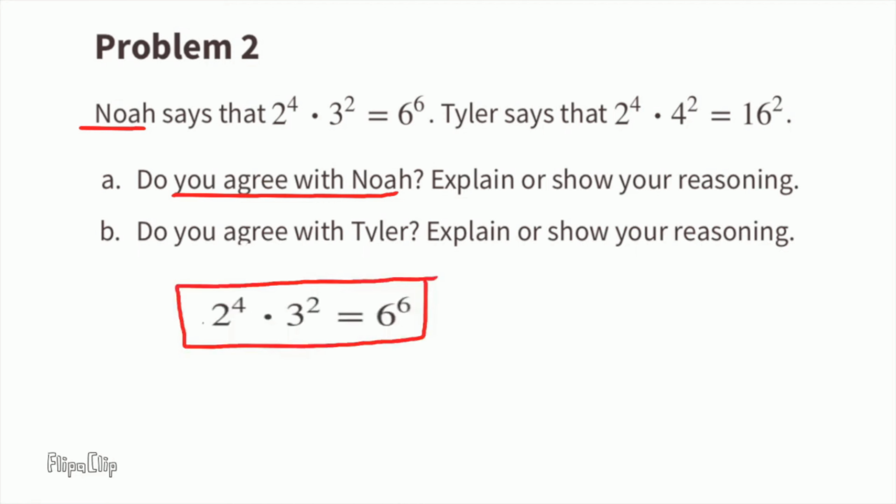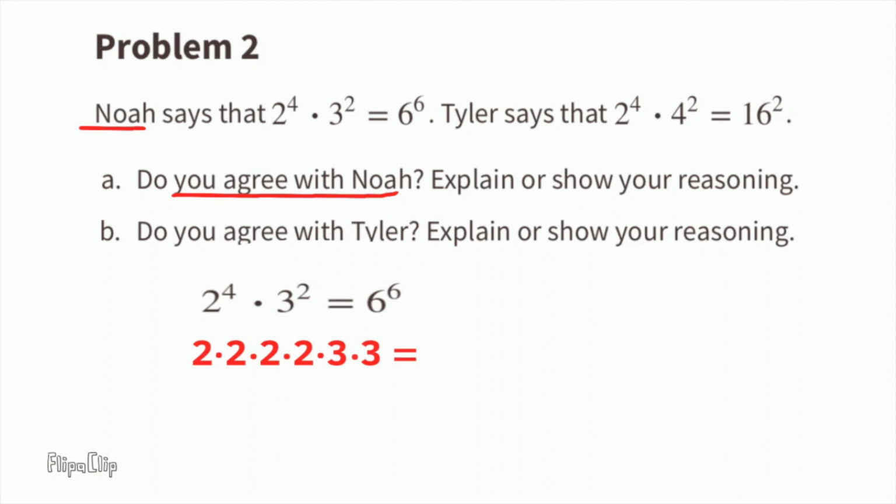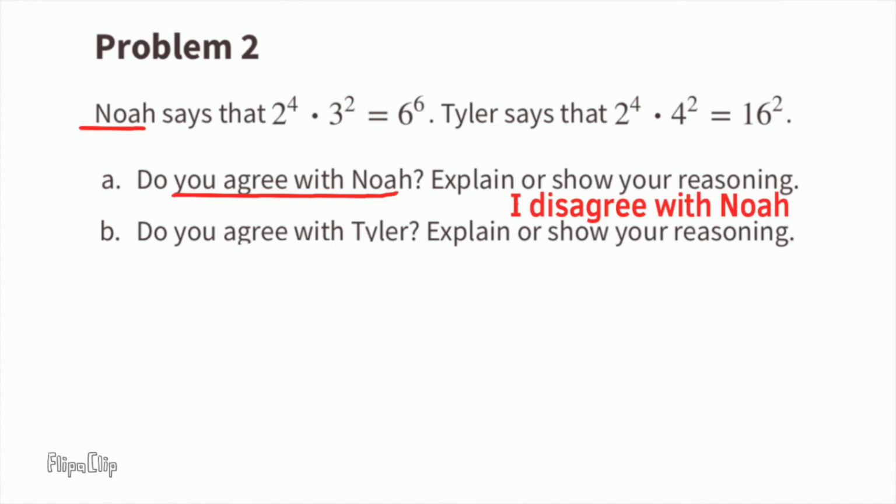2 to the power of 4 means 2 times itself 4 times, times 3 to the power of 2. That means multiply times 3 times itself twice. So you would end up with 2 times 2 times 2 times 2 times 3 times 3. And that does not equal 6 times 6 times 6 times 6 times 6 times 6. So I disagree with Noah.